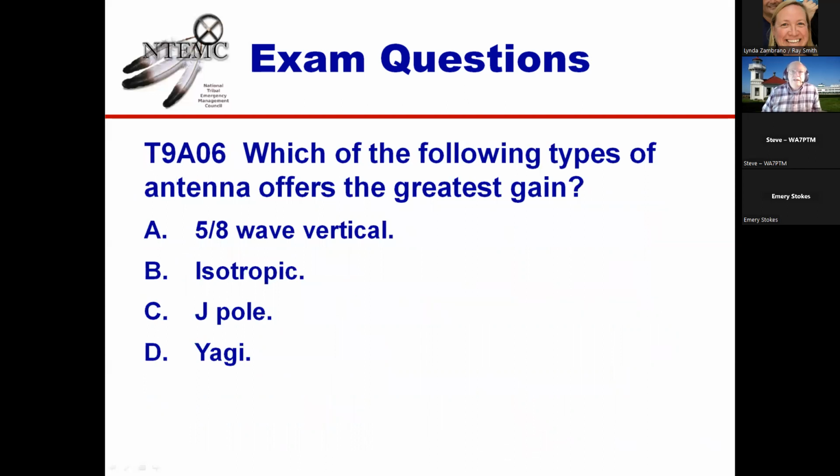Which of the following types of antenna offers the greatest gain? Well, we did talk about a 5/8 wave vertical having better gain than a quarter wave or a half wave, but it's not a directional antenna. The isotropic is a theoretical antenna. We haven't talked about J-poles. They don't really factor into this question. It's a Yagi. It's the one we were talking about, the directional antenna with the driven element, the reflector, and one or more directors. That's a Yagi, and it's directional, so it offers the greatest gain.